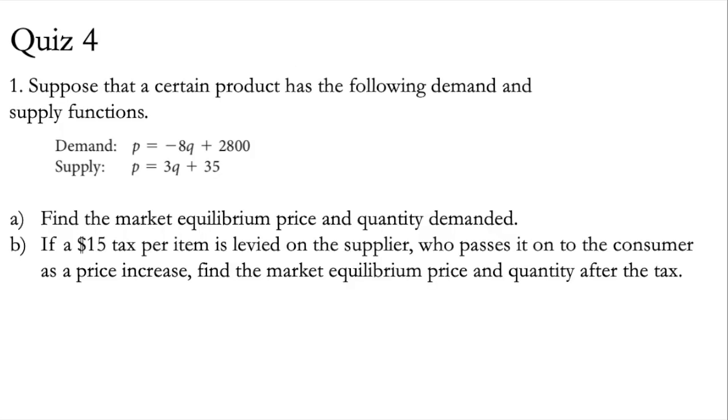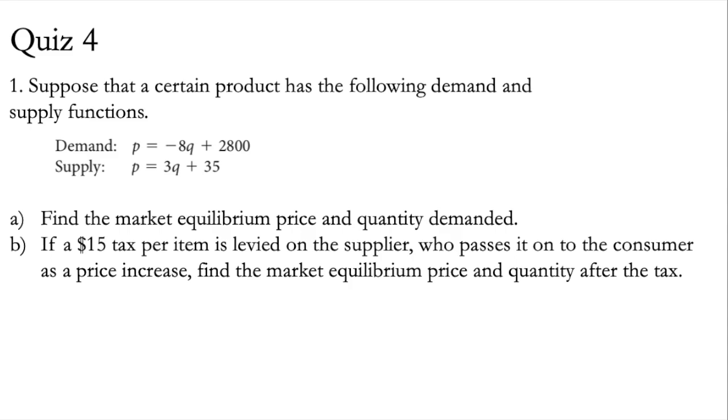So this is a quiz number 4 question. Question number 1, suppose that a certain product has the following demand and supply function. So these are the demand and supply function that you can see clearly. And here, question A, find the market equilibrium price and quantity demanded. And question B, if a 15 bucks tax per item is levied on the supplier who passes it on to the consumer as a price increase, find the market equilibrium price and quantity after tax.